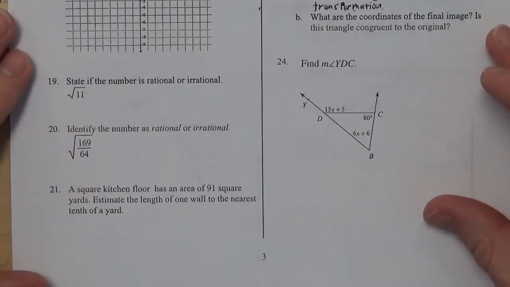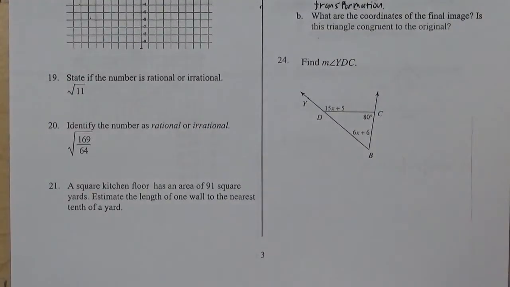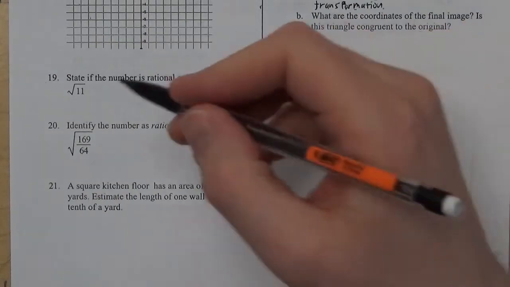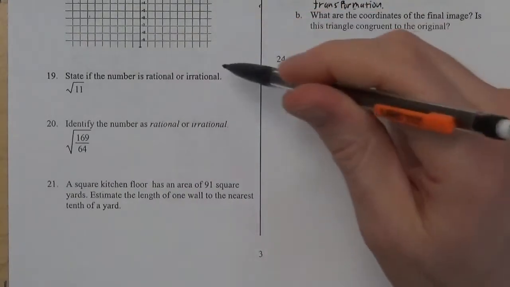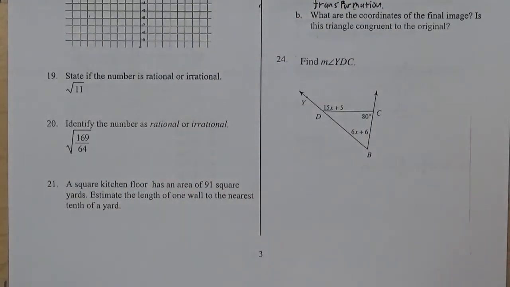Number 19 says, state if the number is rational or irrational. When you're talking about square roots, perfect squares are rational. Non-perfect squares are irrational. So you look at this to decide if this is one of our perfect squares or not. If it is a perfect square, you'll write rational. If it's not, you'll write irrational.